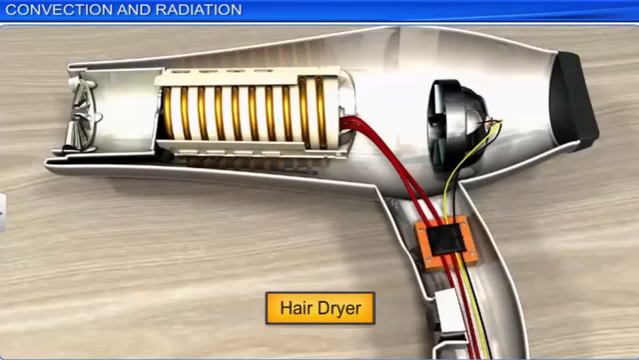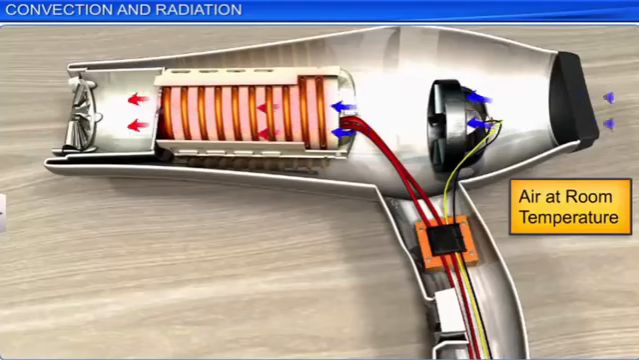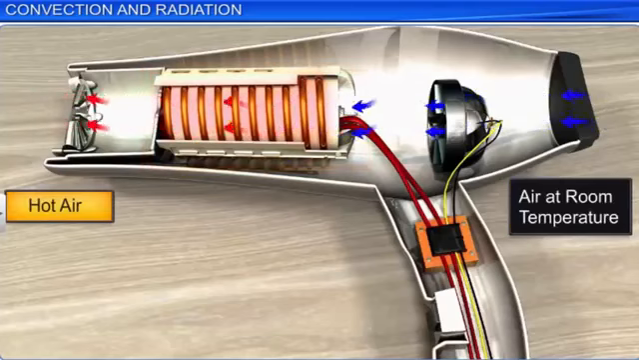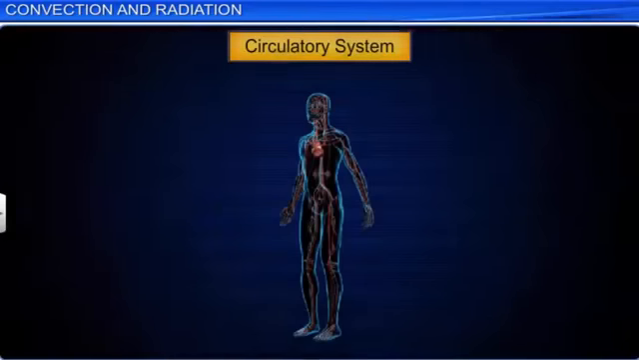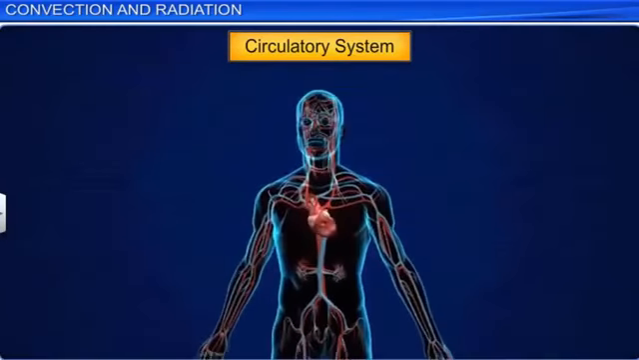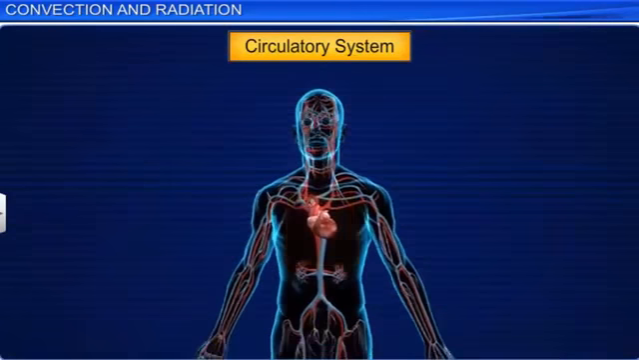One of the most common examples of forced convection that we see around us is the working of a hairdryer. Air at room temperature is sucked by a motor and heated up by forced convection as it passes over the hot coils inside the dryer. This hot air is then blown out through the nozzle provided. The human circulatory system is another example of forced convection. Blood is forced through the circulatory system by the heart to maintain the required uniform temperature throughout the body.